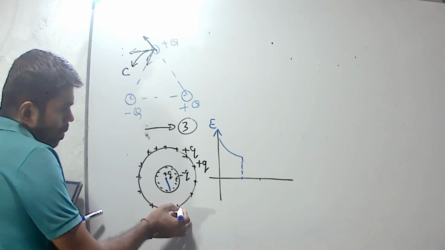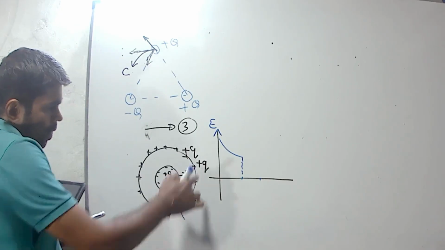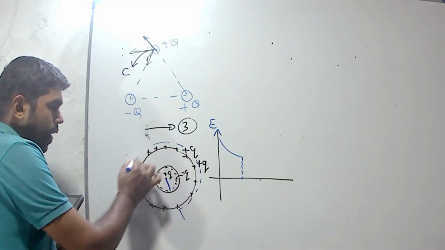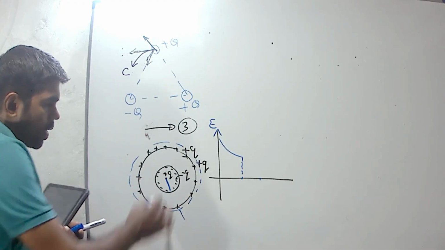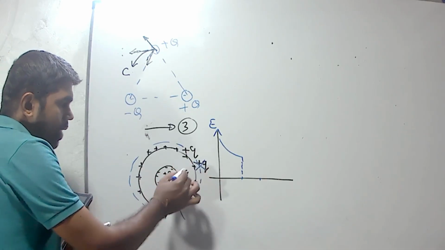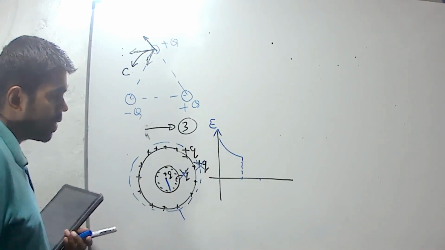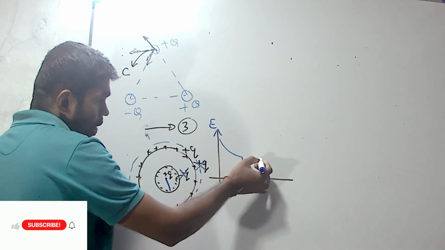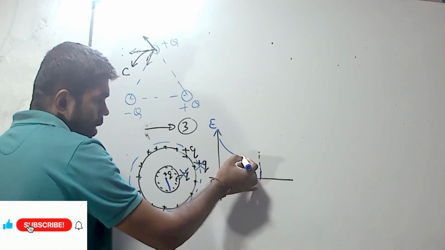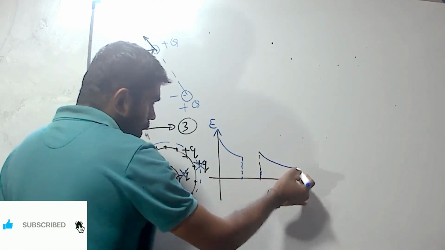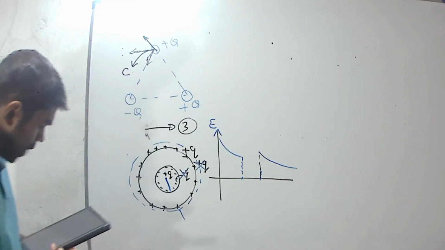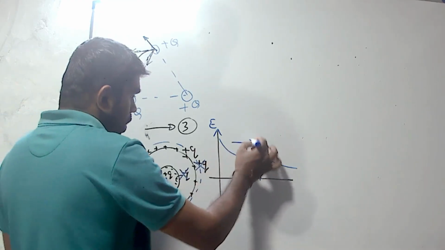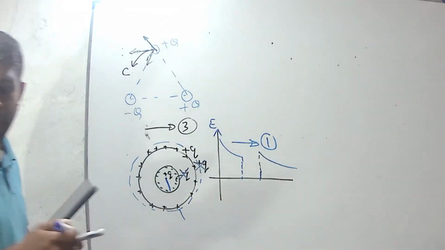But after passing this point, we can get that the net charge inside this Gaussian surface is plus Q and minus Q cancelling. There are two plus Q charges. Therefore, it should be greater than this electric field and it will change by the same way. Therefore, we can obtain that the first one is the correct answer.